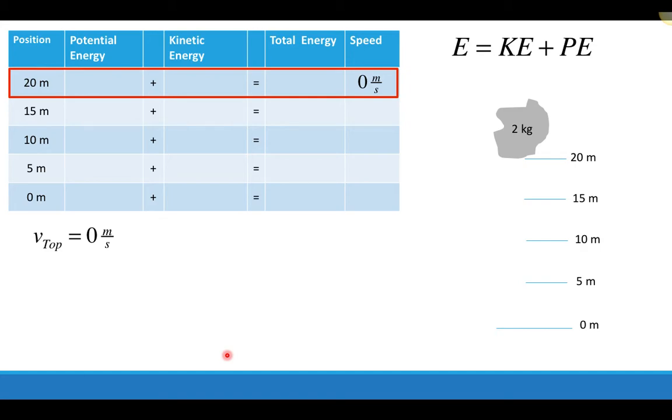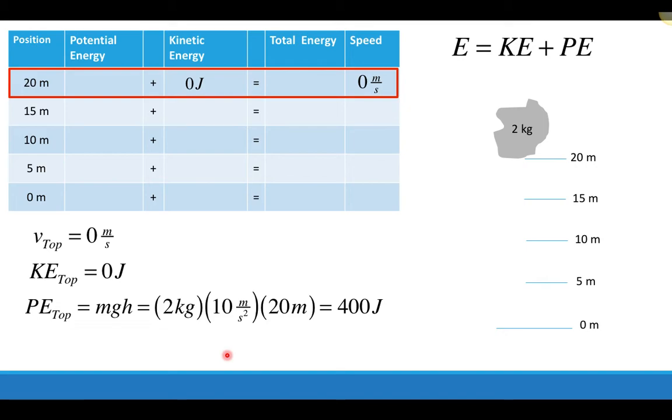If the speed is initially 0, that tells me that the kinetic energy is also 0 at the top, because the object is not in motion yet. It's starting from rest, and since the kinetic energy depends on the speed, if the speed is 0, the kinetic energy is 0.